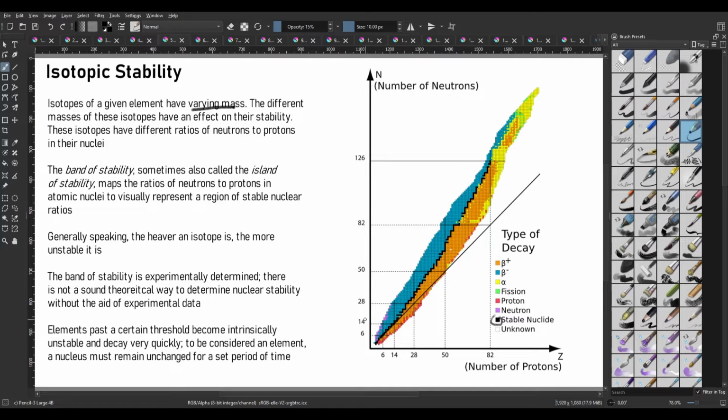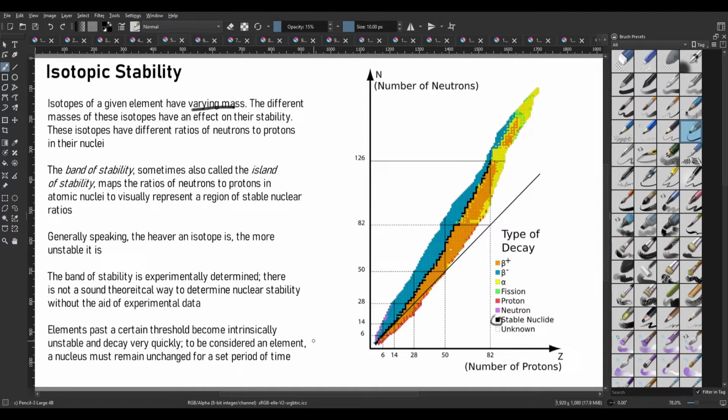There is not a sound theoretical way to determine nuclear stability without aid of experimental data. Of course, we're not going to get into the more advanced mathematics of nuclear physics or quantum chromodynamics here, but there are some ways where you can maybe get some idea of what's going to happen, but you have to determine the reality of things experimentally using particle colliders and such.